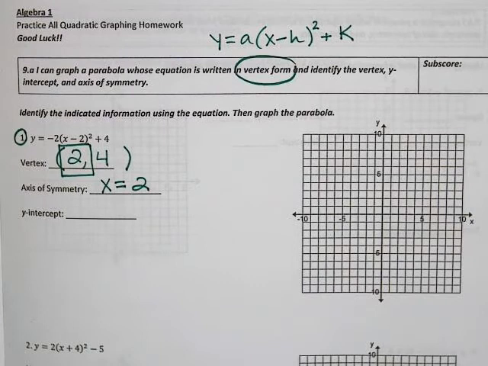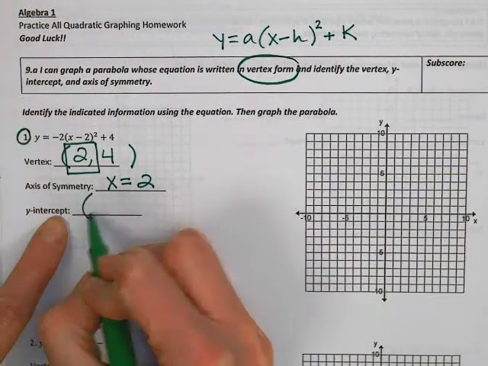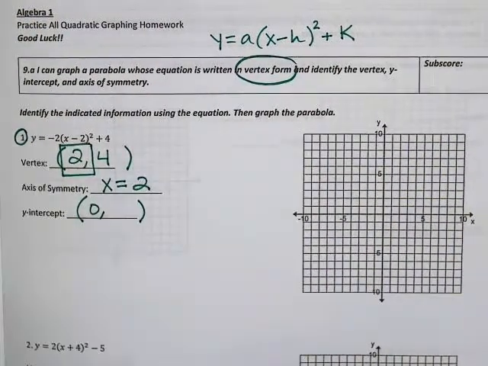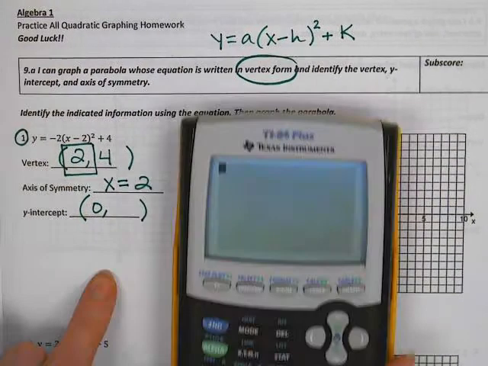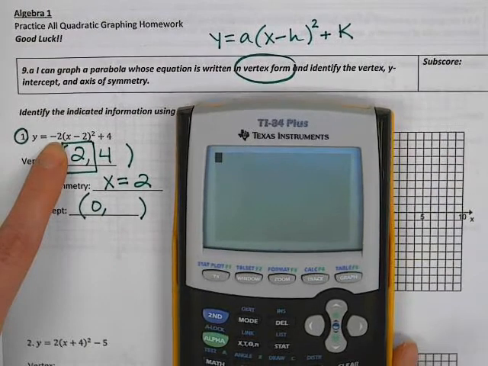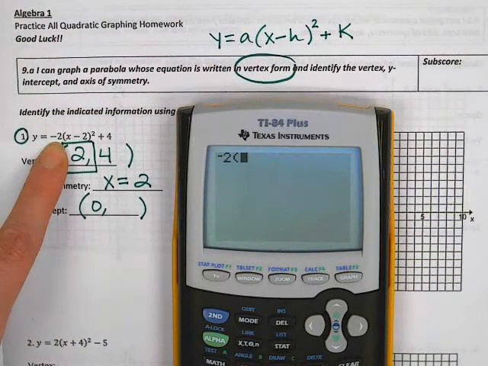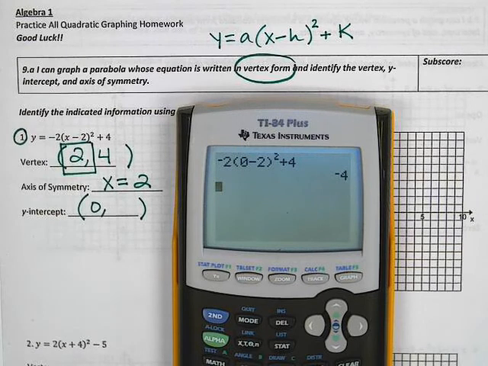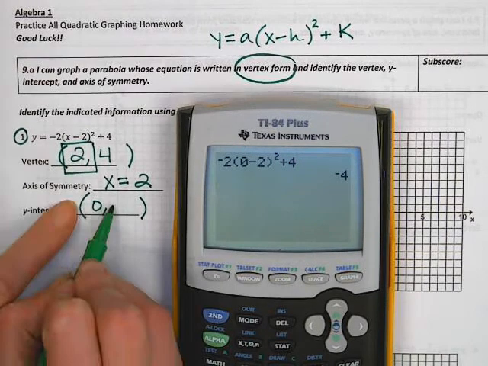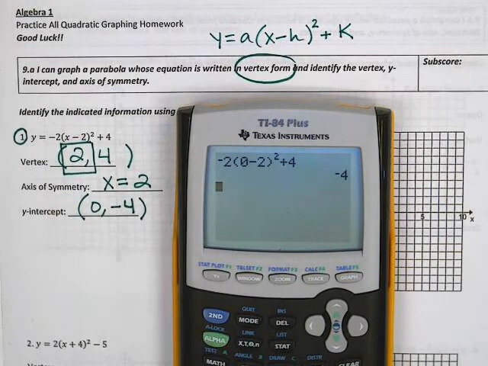And the y-intercept is what you get when you plug in 0 for x. So bust out that calculator if you want. We're going to plug in 0 for x. So it's negative 2 times 0 minus 2 squared plus 4. And it looks like we get negative 4. All right, that's all we need.